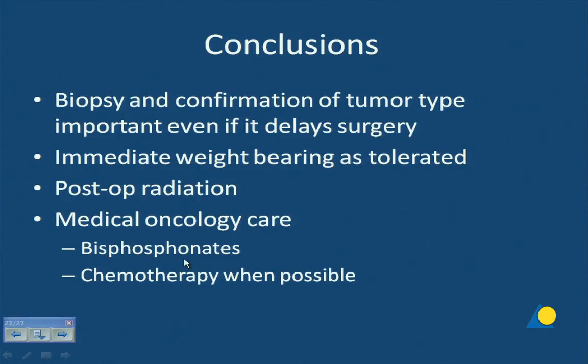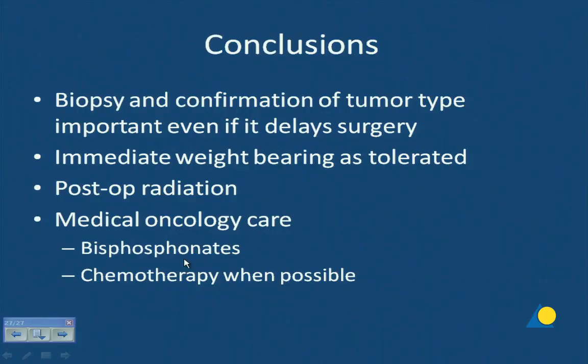So conclusions from all of this: biopsy and confirmation of the tumor type is important even if it delays the surgery. This is very different than the way we think about most trauma, but is extremely important in dealing with the patient who has a pathologic fracture. Immediate weight bearing as tolerated is the goal, even if it means you have to shorten the limb in order to get stability. Postoperative radiation is essential, and you want to get the patient engaged as quickly as possible with medical oncology care. They can be placed on bisphosphonates. Also, chemotherapy decisions and decisions about further treatment can be made.